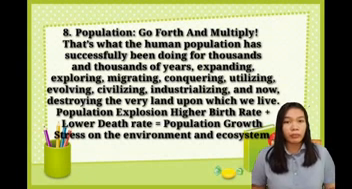We all go forth and multiply. That's the problem of the human population, and it has been successful for thousands and thousands of years. Expanding, exploring, migrating, conquering, utilizing, evolving, civilizing, industrializing, and now destroying the very land upon which we live. Population explosion: higher birth rate plus lower death rate equals population growth, stress on the environment and ecosystem.